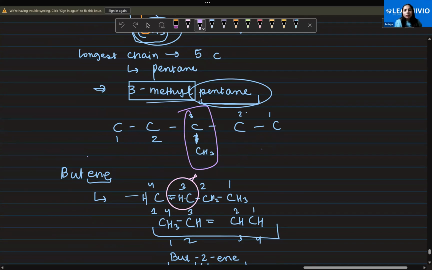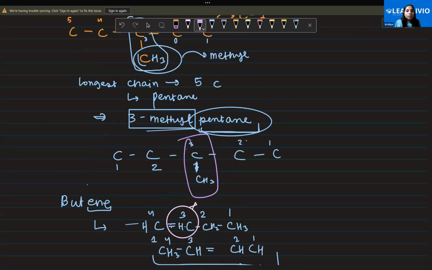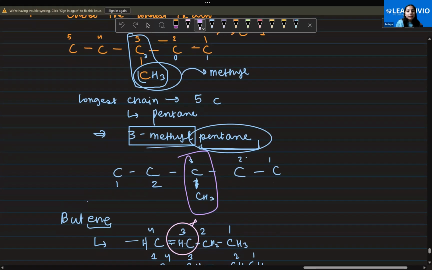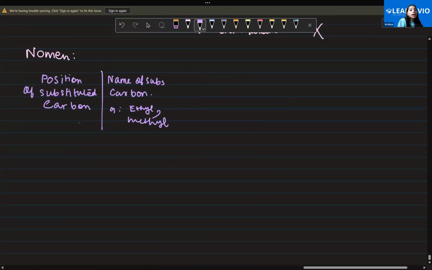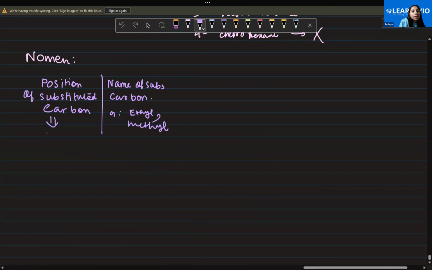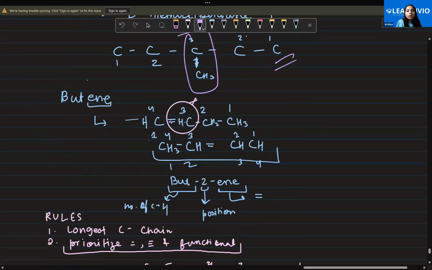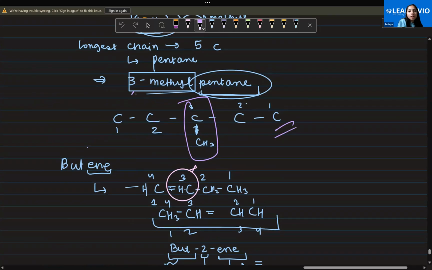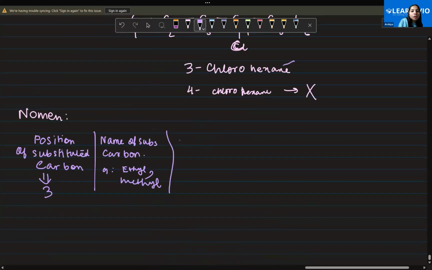Am I audible? Yes, ma'am, you're audible. So what is the position of methyl in this? Third. Yeah, third. So when I say position of the substituted carbon, that means the number. In our case it was third, like in the example we did. Then write the name of the substituted carbon. So that was methyl. This is the order we went with. Position, name. Then we need to write the root.